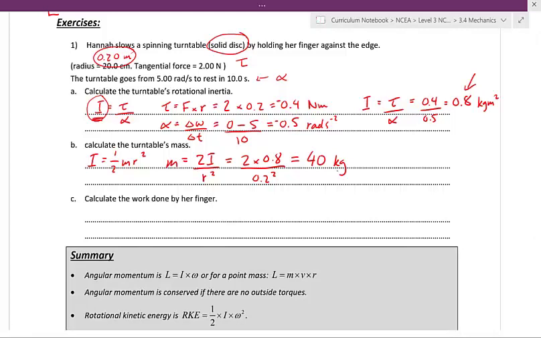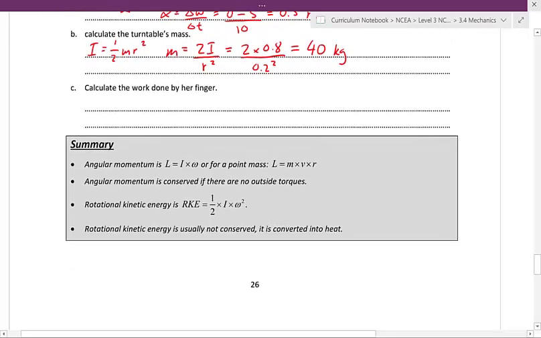Okay, so just to summarize this last section, the angular momentum is L equals I omega for a rotating object, or if it's just a single point mass, we derive this equation as m times v times r, where v is the translational speed of the object that's moving in a circle. Rotational kinetic energy is half times I times omega squared, and rotational kinetic energy is usually not conserved. We usually lose some to heat.